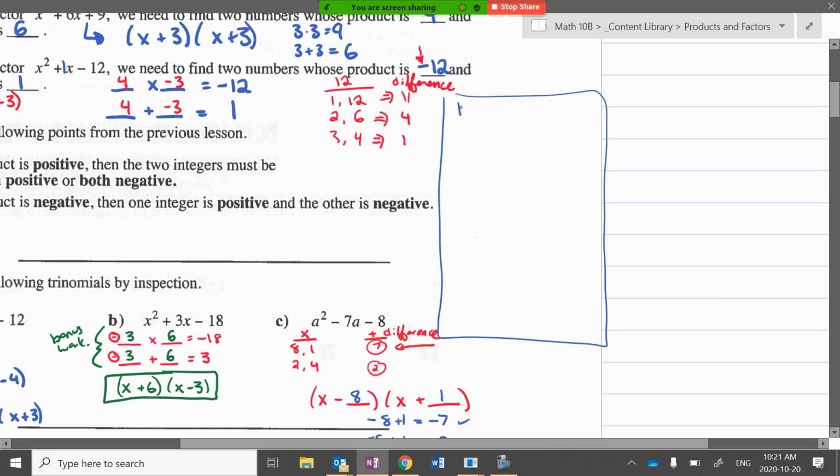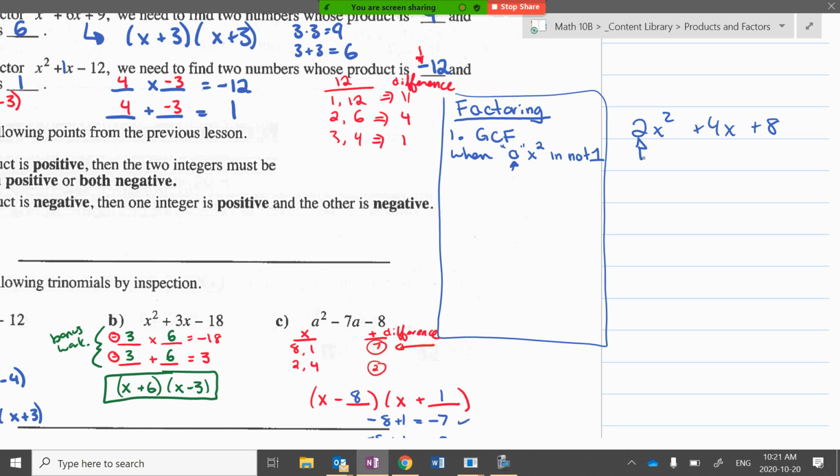So when factoring, these are always our pieces. Very first thing you should think about is a GCF, greatest common factor. This is when your A term, because it's Ax squared, is not 1. We're going to do an example of that later on. For example, if you have a trinomial like 2x squared plus 4x plus 8, when this term is not 1, then you always first see if there's a GCF. There might not be, but that's your first reaction, to see if you can factor out that term.